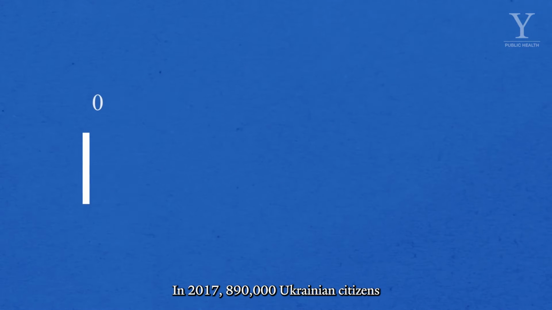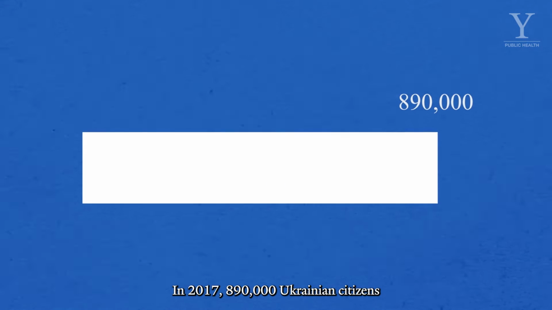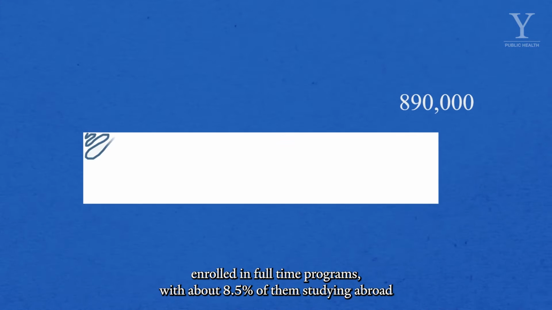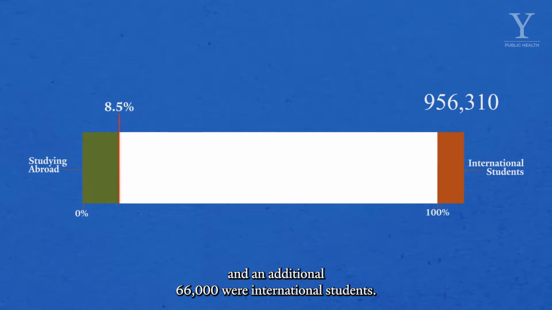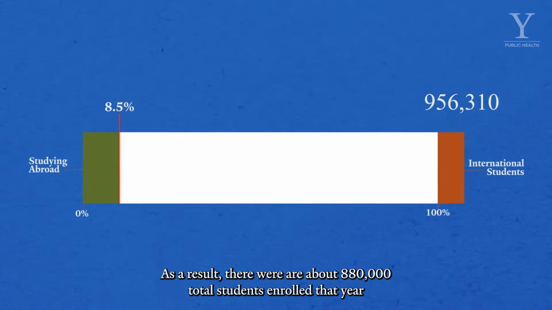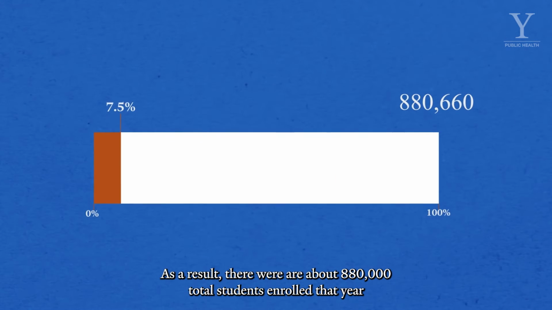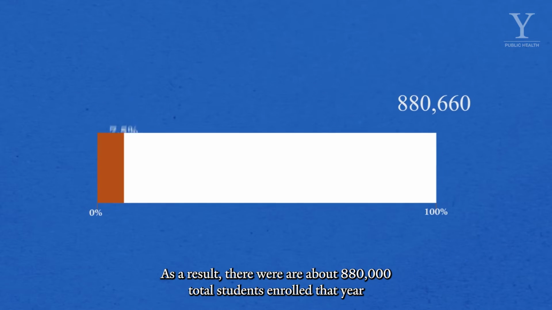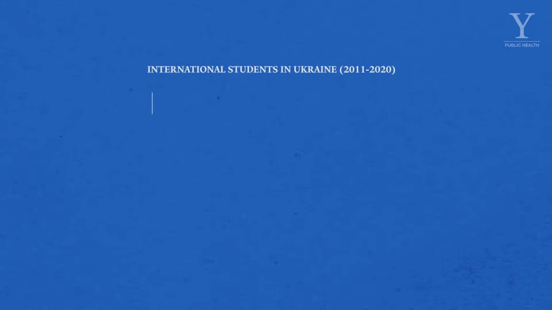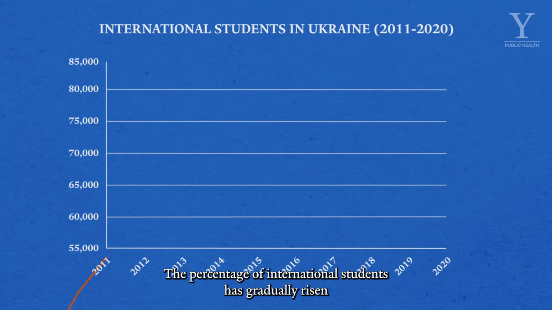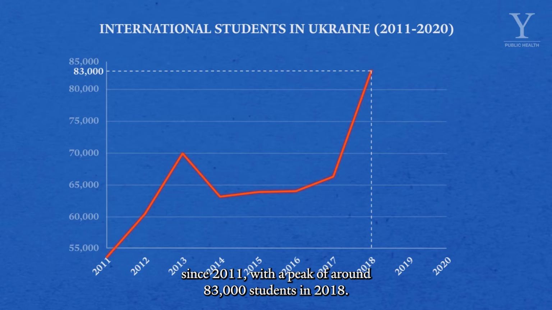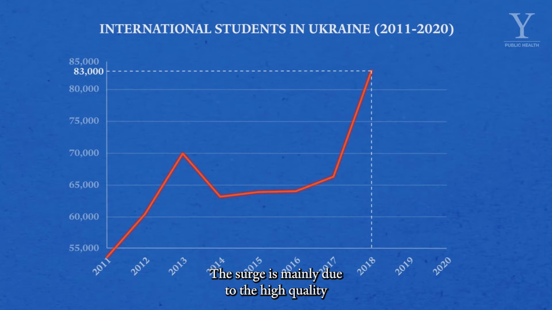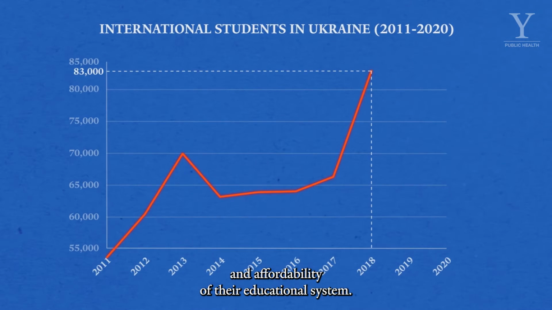In 2017, 890,000 Ukrainian citizens enrolled in full-time programs, with about 8.5% of them studying abroad, and an additional 66,000 were international students. As a result, there were about 880,000 total students enrolled that year. The percentage of international students has gradually risen since 2011, with a peak of around 83,000 students in 2018. The surge is mainly due to the high quality and affordability of their educational system.